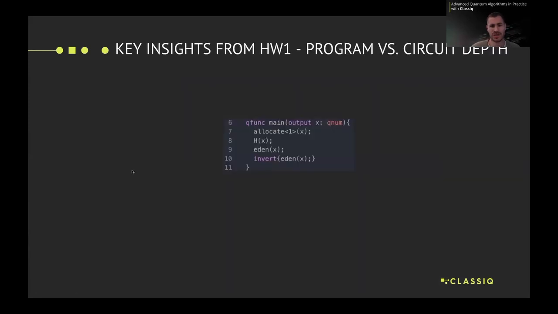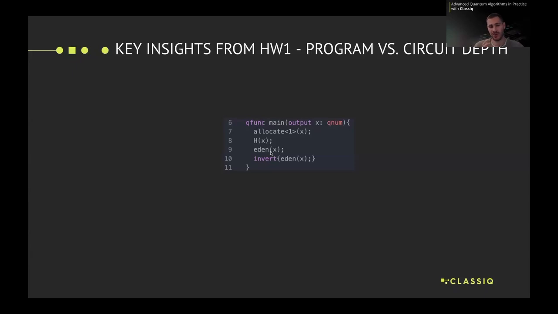Now, there are many questions about what's the difference between transpilation and compilation and synthesis. So I will walk through a small example that I hope will help you understand it better. Here I have some quantum algorithm. I initialized 1 qubit for a quantum variable x, then I apply some Hadamard on x, then I apply the function called Eden.